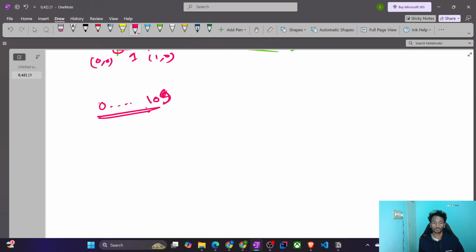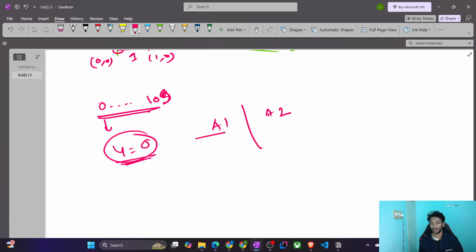So the brute force approach will be what? I will check each y. I will check y is equal to 0. Then I divide the squares with respect to this line and check what area 1 and area 2 are. Then I compare whether they are equal or not. If it is equal, then this will be your answer. Alright. Now what will be the time complexity for this?